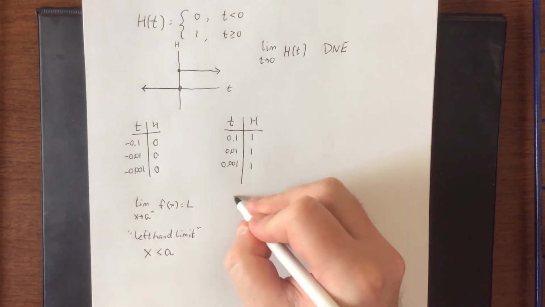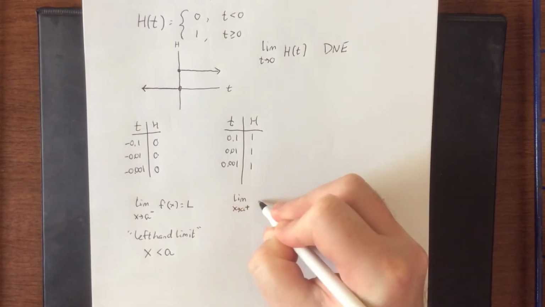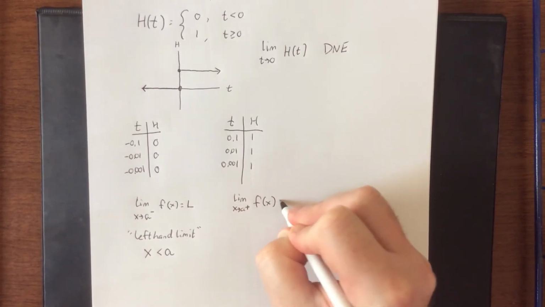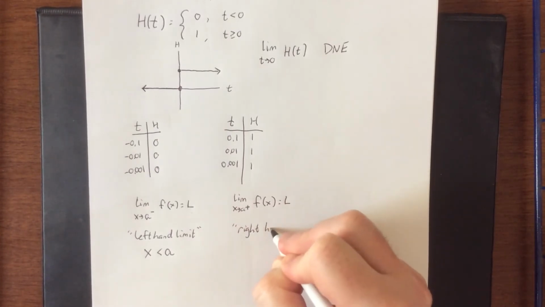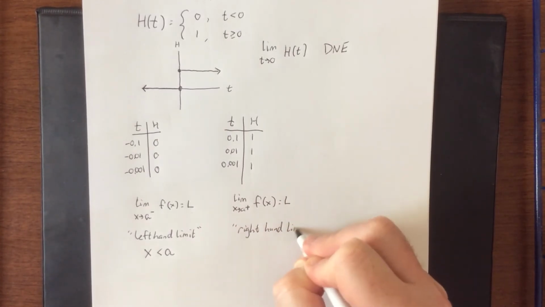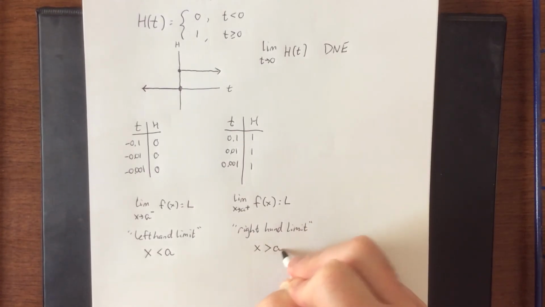Whereas over here we have the idea of the limit as x approaches a from the right-hand side of f of x is equal to L. This is referred to as a right-hand limit. And we would be selecting values that are only greater than a.